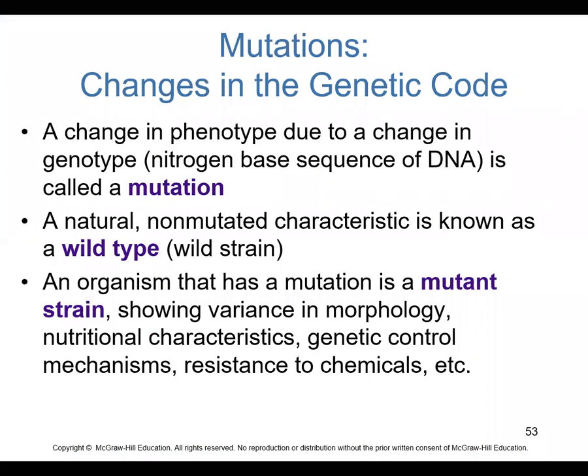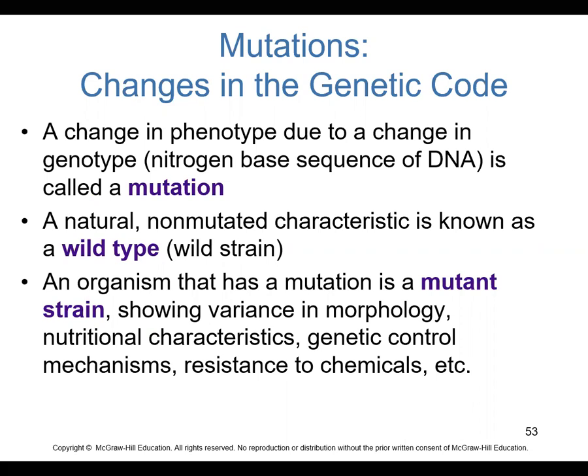Mutations now, changes in the DNA. Any change that gets passed on is called a mutation. What we expect to see in the wild, we call wild types, the wild strains. And if they have a different trait, we call that a mutant strain. And that could be just the color of the cell. It could have a different structure, like a flagella or something on it. So that's the characteristics.